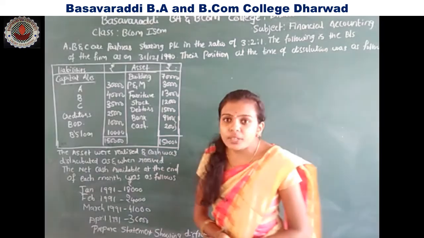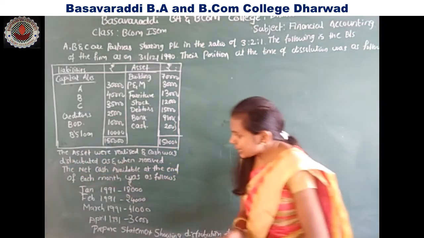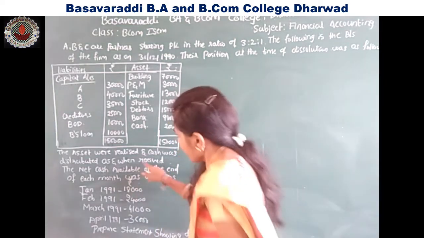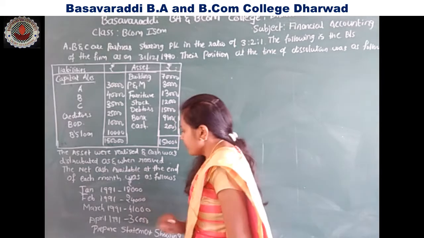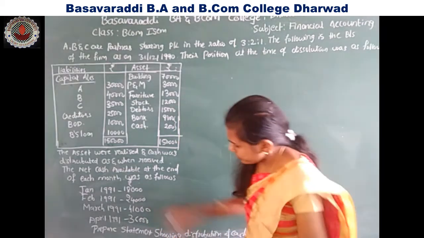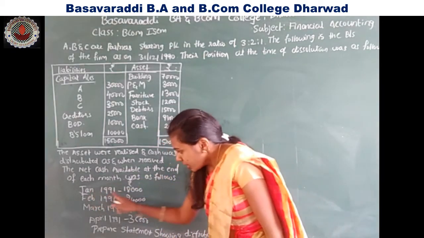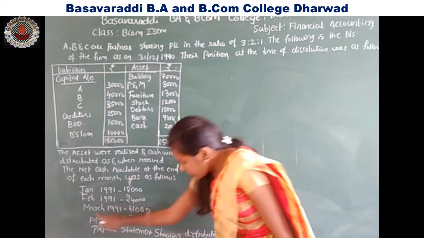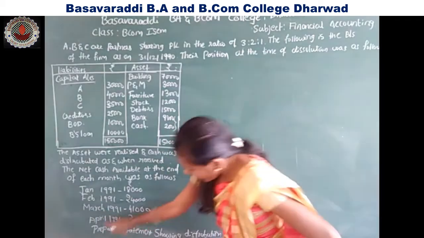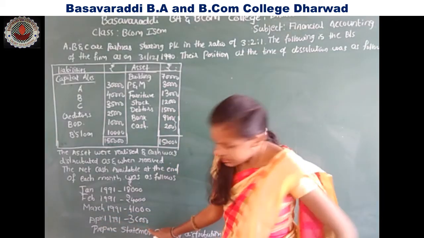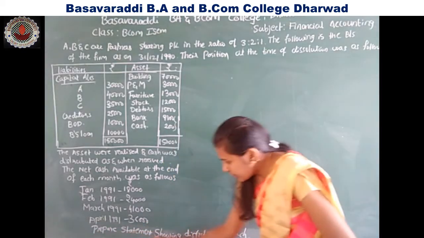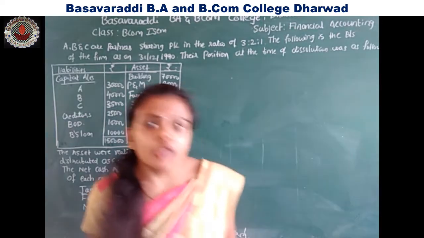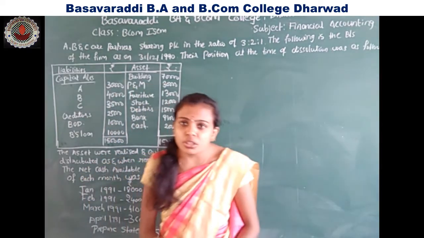Now additional information: the assets were realized and the cash was distributed as and when received. The net cash available at the end of each month was as follows. January 18,000 rupees, and then February 24,000, March 41,000, and then April 36,000, and prepare the statement showing distribution of cash.